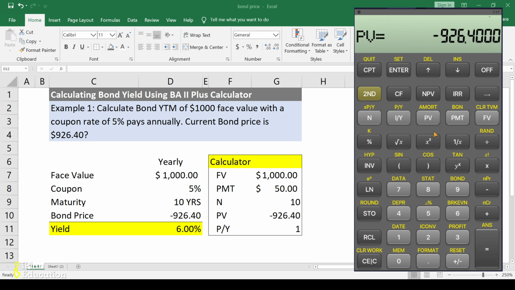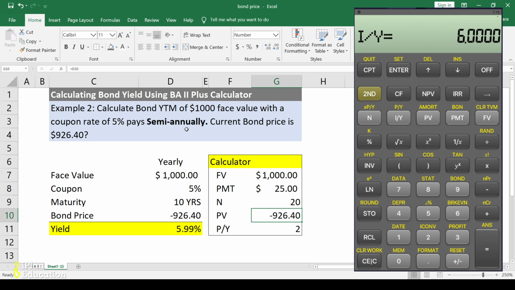So all the inputs are entered, it's time to compute. So press the CPT button and since I want to get IY, press IY here. So the IY we got here is 6%. So this is the same as we solved earlier using the rate formula. Now in another example, we're going to discuss what happens if the payment is made semi-annually.